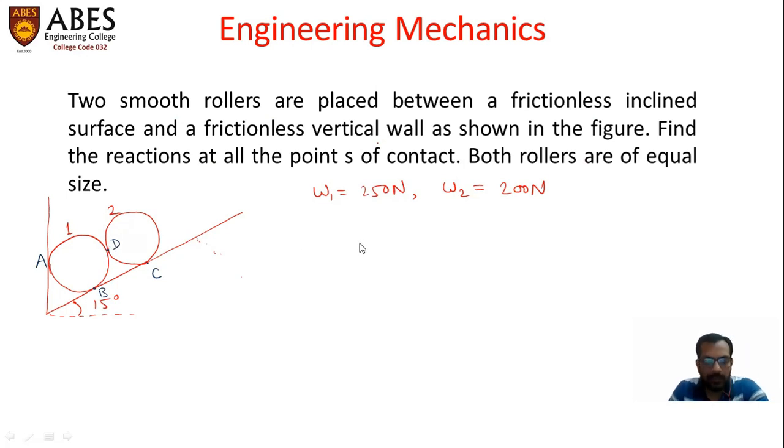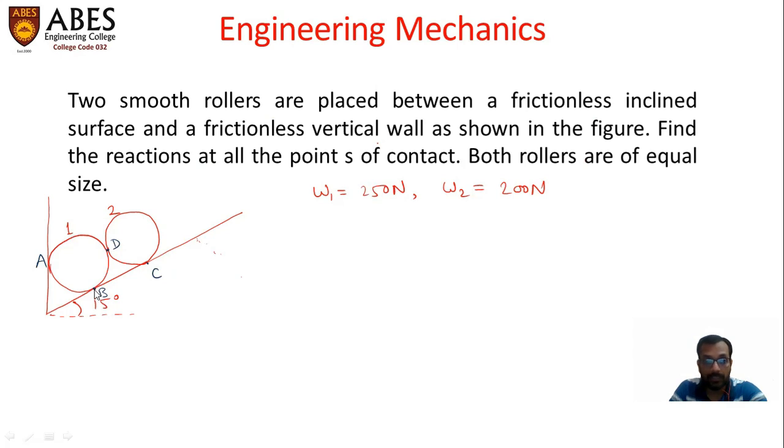So let's proceed. First of all, we will decide which roller is to be considered first. We will consider that roller in which we are going to get lesser number of unknown forces. So in the second roller, we will observe two unknown forces only, the reaction at point D and reaction at point C. But if we consider the first roller first, in that case, we will observe three unknown forces at points A, D, and B.